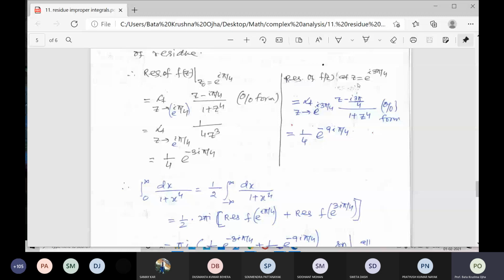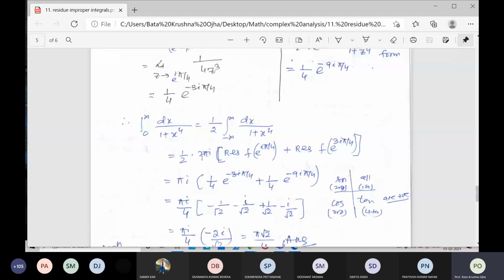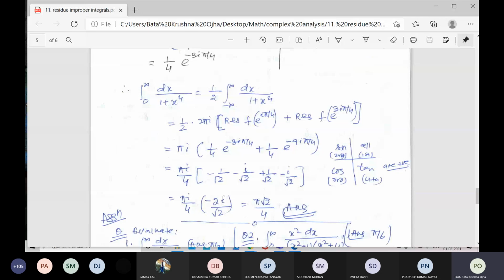So the integral from 0 to infinity of dx by this is equal to half of the integral from minus infinity to infinity of dx by this, which is equal to half into 2 pi i into the sum of the residues at pi by 4 and 3 pi by 4. So the result is that pi i cancels, and if we expand it, the result is pi root 2 by 4.